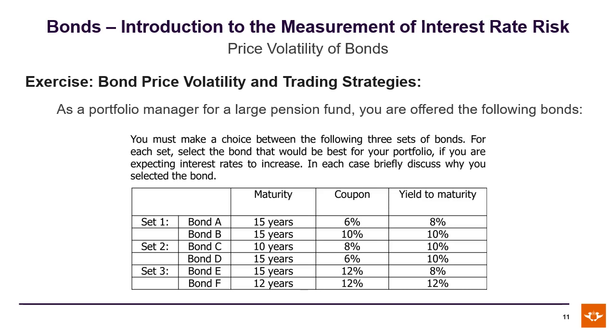And that's the question. You would have to make a judgment call, and you'd have to decide between coupon and yield to maturity which one is going to have the bigger impact on the bond price volatility. And because interest rates are rising, bond prices are going to fall, so you want to choose the bond which is the least interest rate sensitive or has the lowest price volatility.